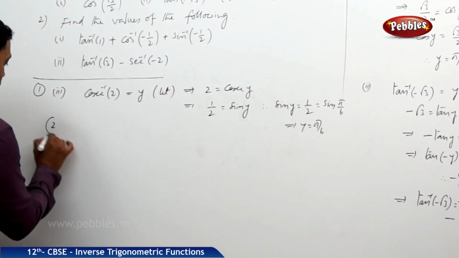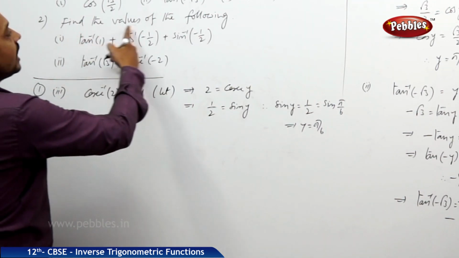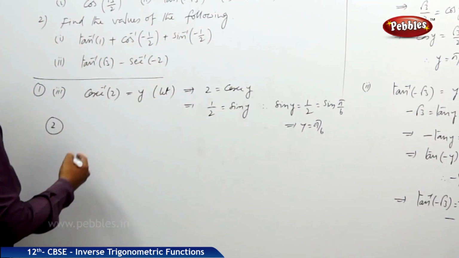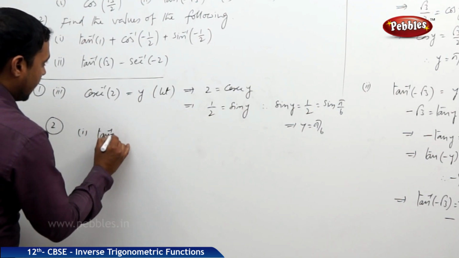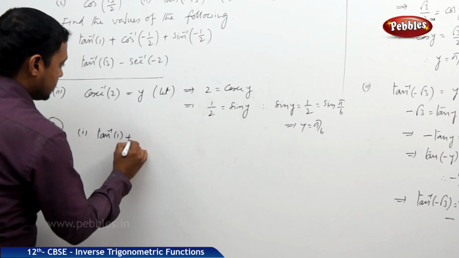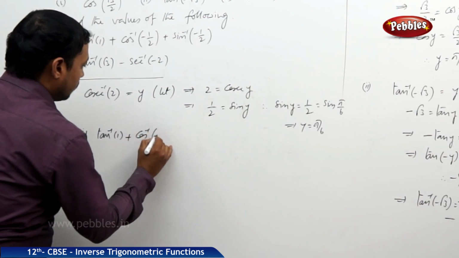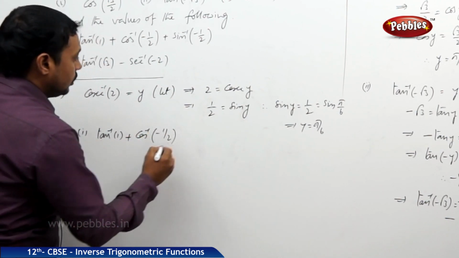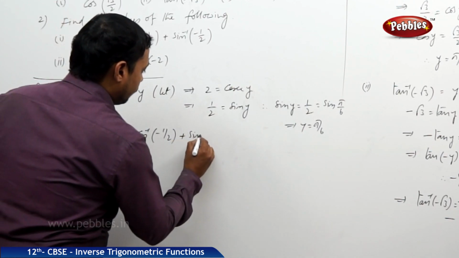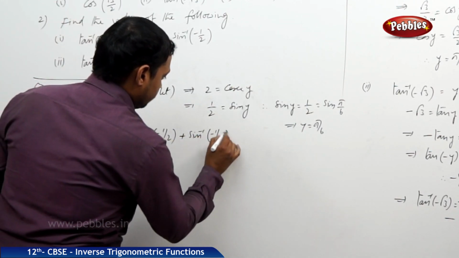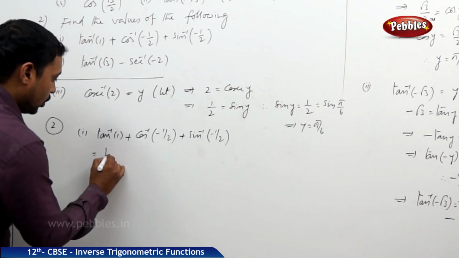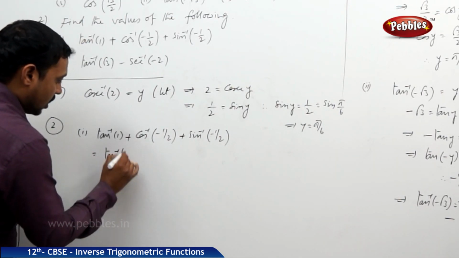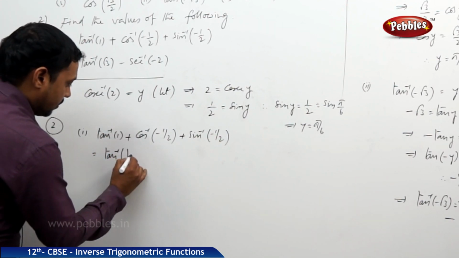Next, second question. Find the values of the following. Here the first one is tan inverse of 1 plus cos inverse of minus 1 by 2 plus sin inverse of minus 1 by 2. You know, tan inverse of 1 is equal to tan inverse of, we can write 1 as tan pi by 4.